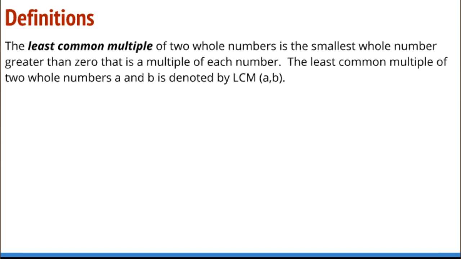All right, the other half of the lesson, looking at least common multiple. The least common multiple of 2 whole numbers is the smallest whole number greater than 0 that is a multiple of each number. A multiple is one or more of a number. The least common multiple of 2 whole numbers, A and B, is denoted by LCM(A, B). So this is how we get the instruction to find the least common multiple of A and B.